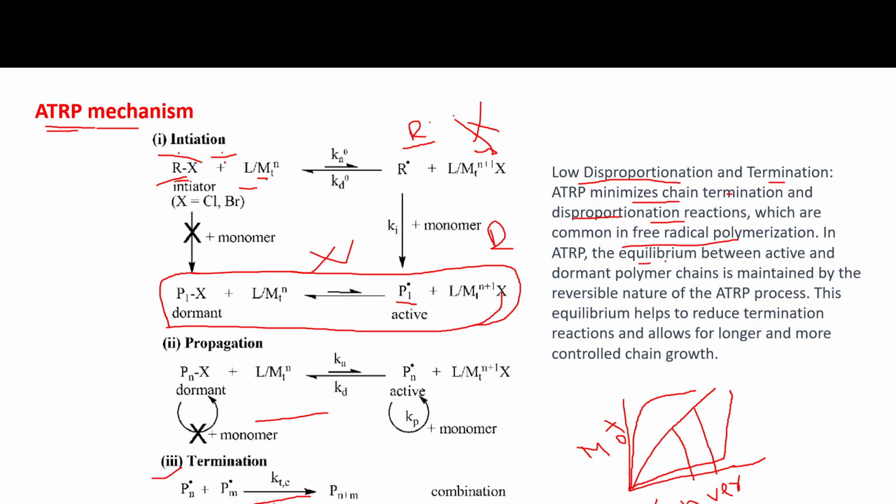So ATRP is an equilibrium between the active and dormant species. So there are two things we have to remember. One is that ATRP minimizes the termination and disproportionation. Second, the equilibrium between the active and dormant species in the polymer chain is maintained by the reversible nature of the ATRP process. This equilibrium helps to reduce the termination reactions and allows longer and more controlled chain growth.